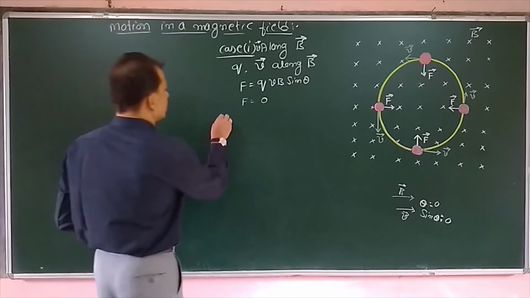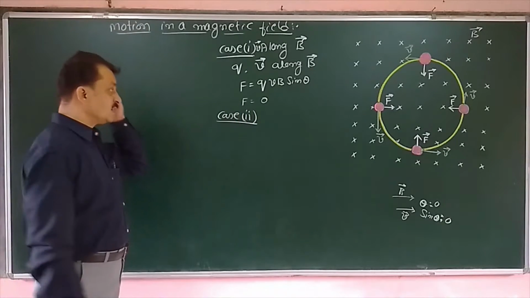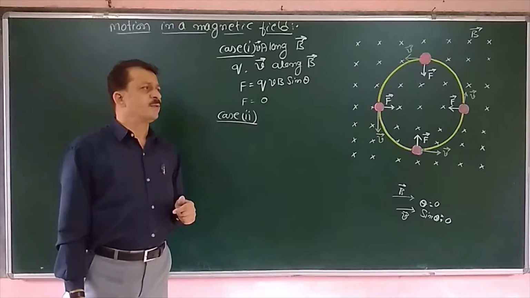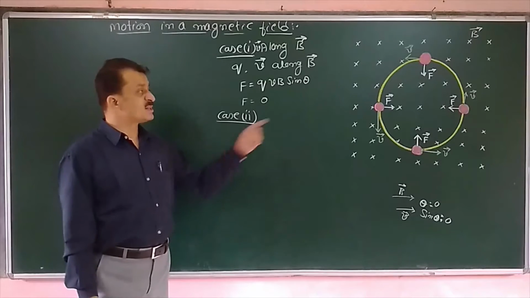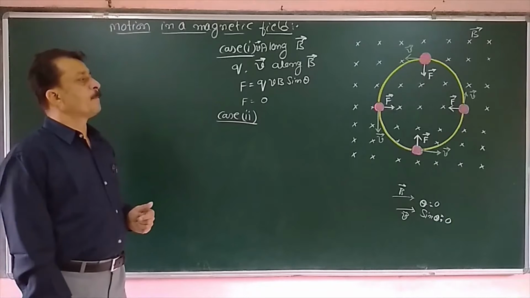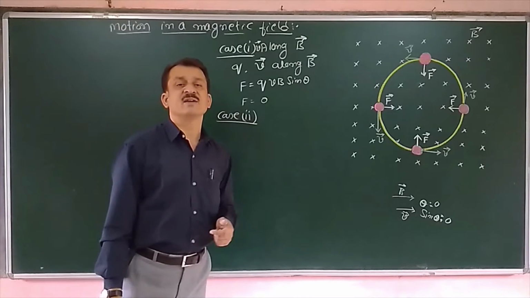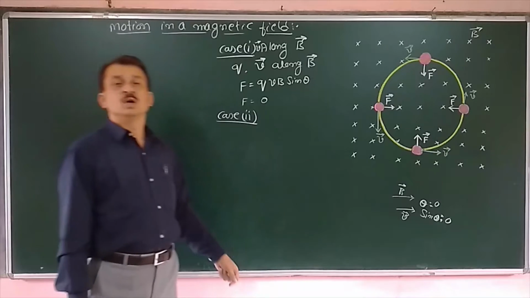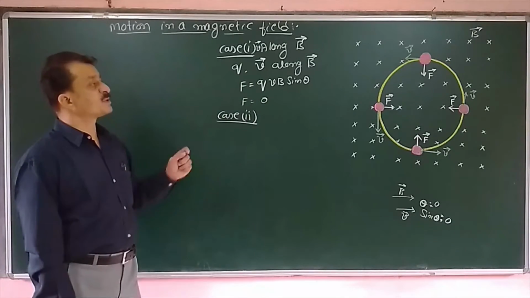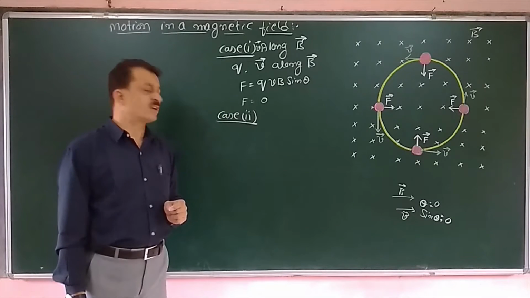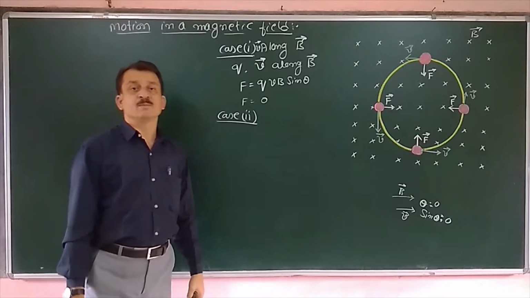Now the second case is a very important one, important from the examination point of view. They may ask: obtain the expression for the radius of the path traversed by a charged particle moving in the presence of an external magnetic field. They may ask for the expression for radius, or even the frequency of revolution of a charged particle in the presence of an external magnetic field. For that purpose, this second case is very, very important.